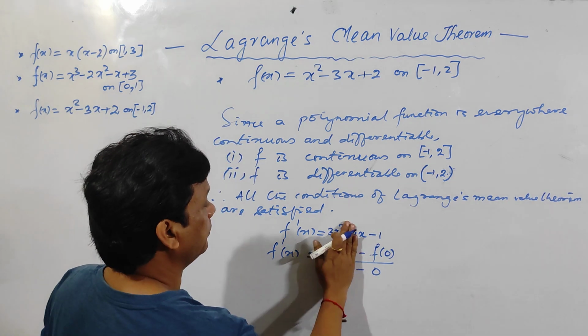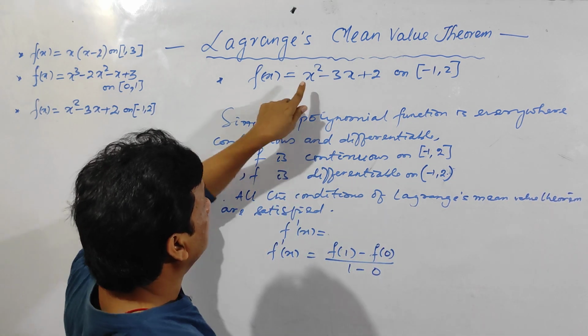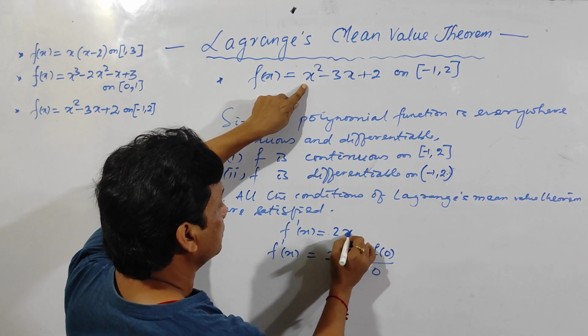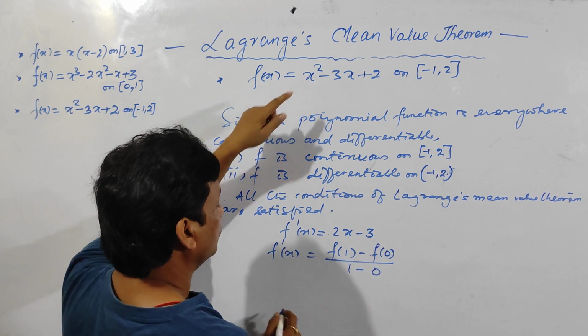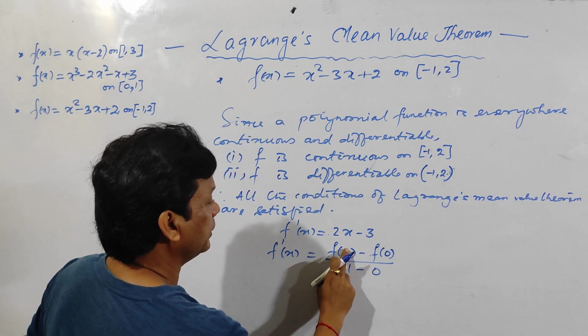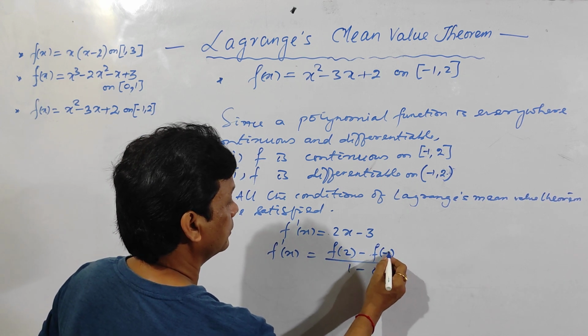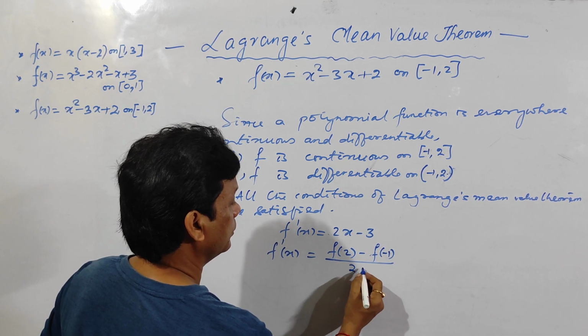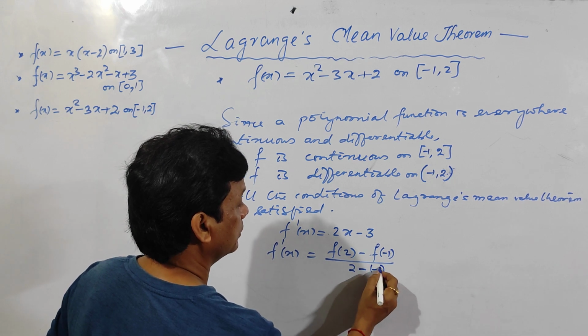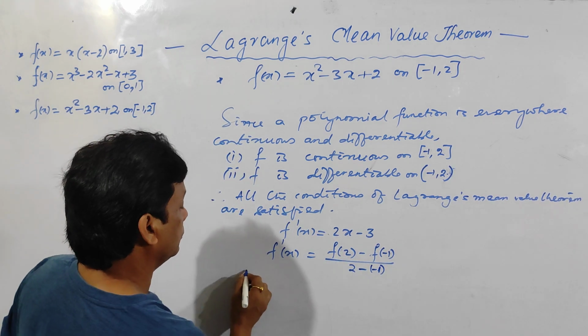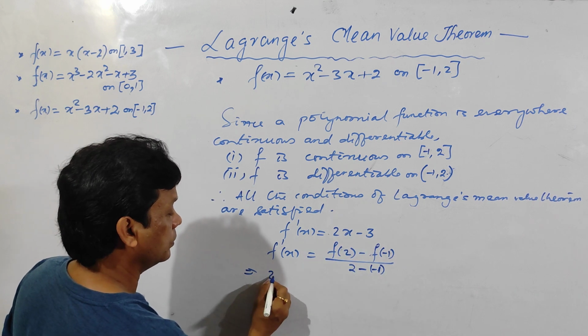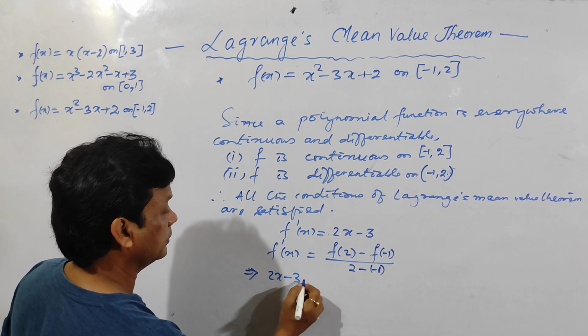Okay. And what is the derivative of this one? Now tell me. Derivative of x square is 2x. This is minus 3. Okay. And now, what will be this one? It is f of 2. This will be f of minus 1. This is 2 minus of minus 1. Clear? Now, what is f dash x? It is 2x minus 3.